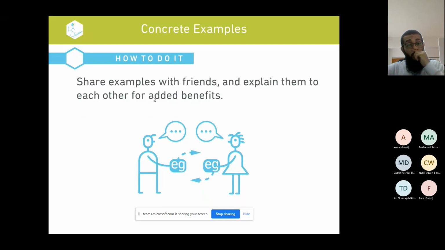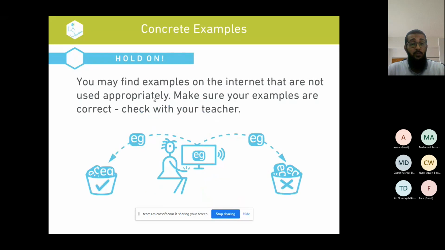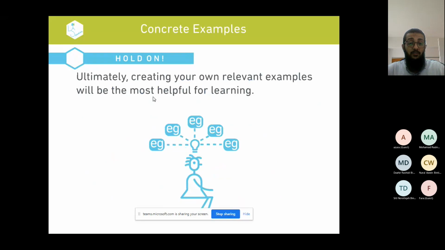So you have to look for examples when you learn something new. Share examples with friends, explain them to each other for added benefit. You may find examples on the internet that are not used appropriately. Avoid that. Only take examples from authentic and appropriate resources.